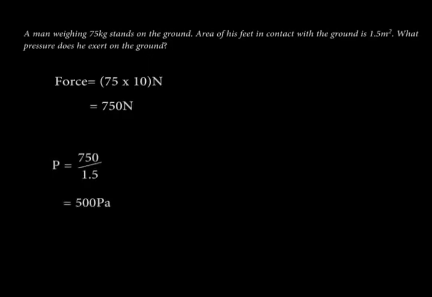So, pressure is force over area, and the force is equal to the weight of this man. So we convert 75 kilograms into newtons by multiplying with 10. So we get 750 newtons. Force over area, 750 over 1.5, gives us 500 pascal.